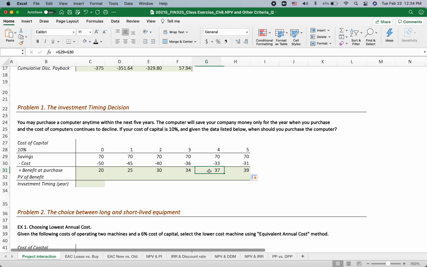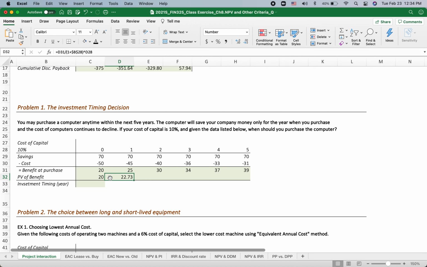But these values 39, 37, 34, 30, 25, 20 are different in value because we should consider them as present values discounted by this 10%. When we compare values at different timing, we should calculate the present value. So this 25 should be divided by 1 plus 10% to the power of year 1. So 25 in a year is the same as $22.